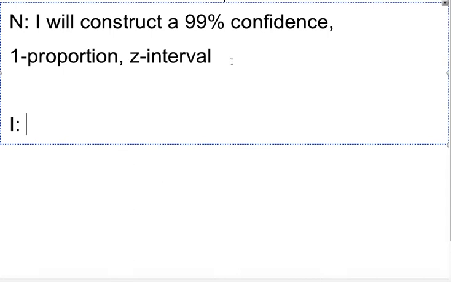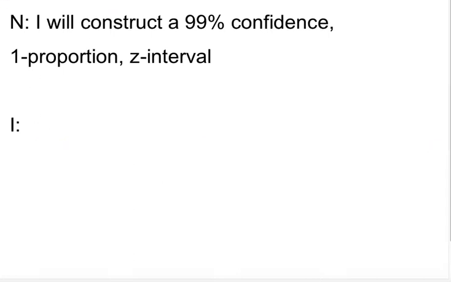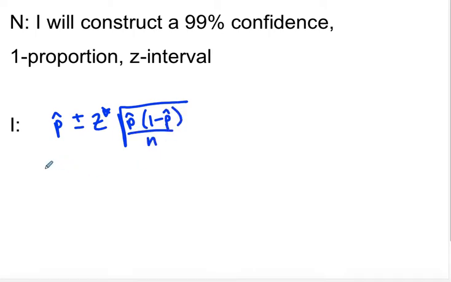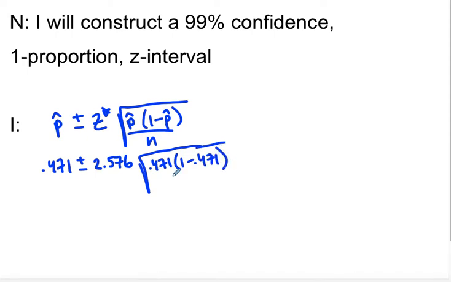Okay, and then now we can actually construct the interval itself. So I'm going to write the formula. So this is the same formula from yesterday. p hat plus or minus z star times the square root of p hat times 1 minus p hat over n. So p hat was 0.471. Z star for our 99% confidence was 2.576 times the square root of 0.471 times 1 minus 0.471 divided by our sample size of 1,152.